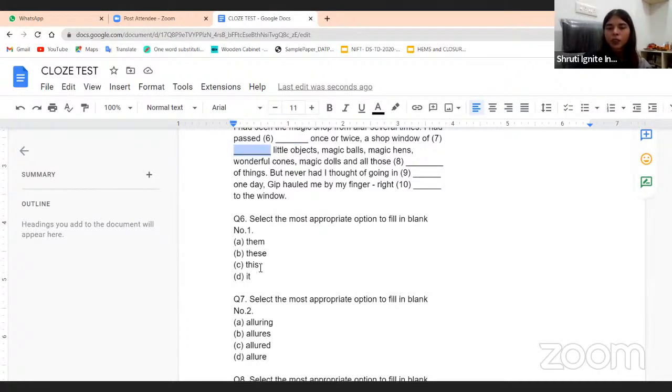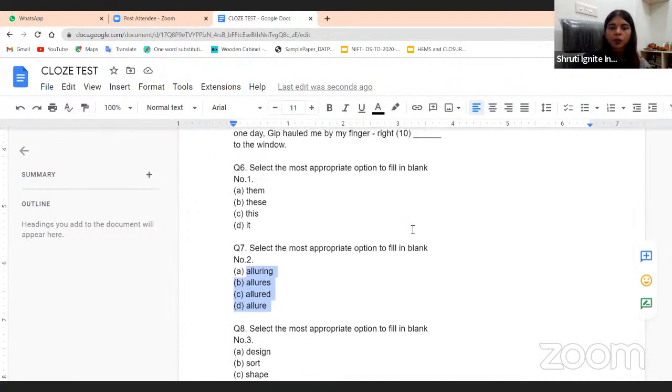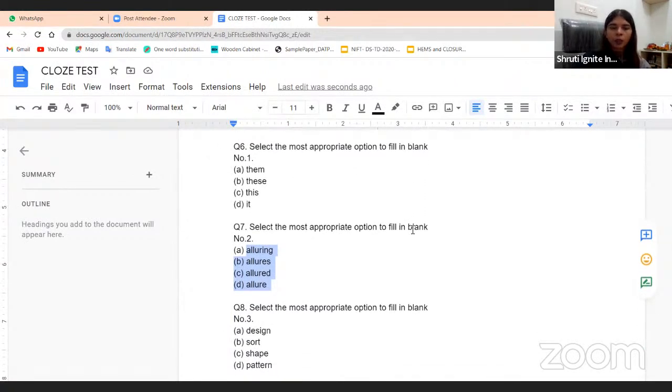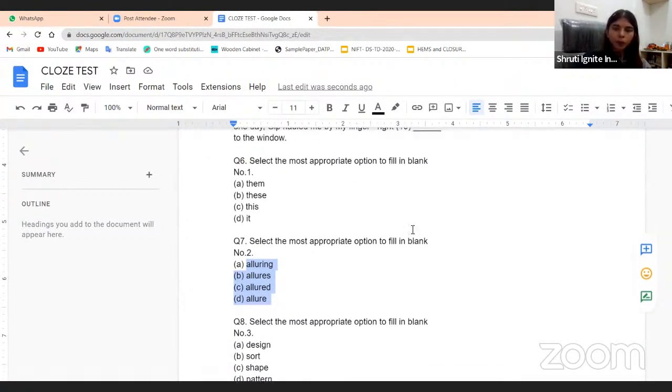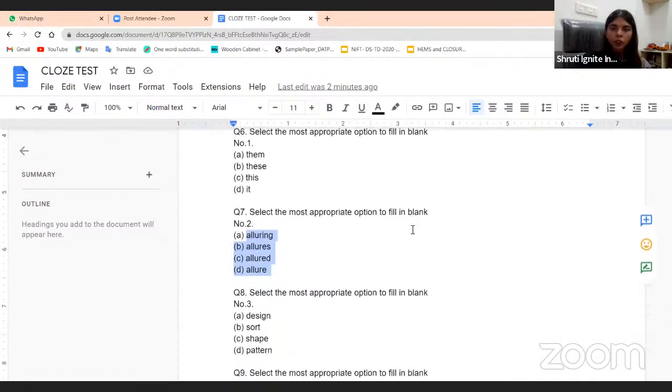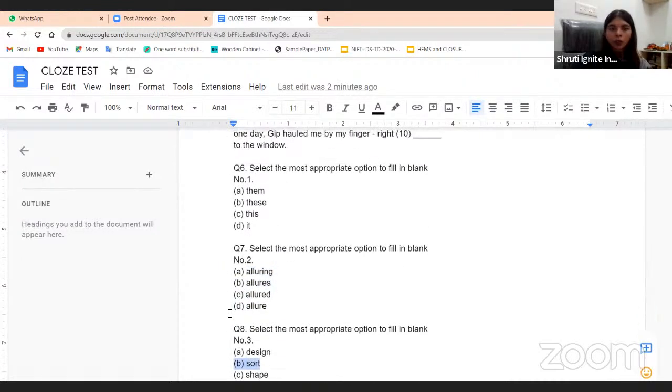So here alluring fits and not other forms because the forms are not accurate according to the sentence that is given. A shop window of alluring little objects, magic balls, magic hens, wonderful cones, magic dolls, and all those dash of things. Which one do you think? Sort. Sort of things, correct. Let me just shift them down so that you can see the next part.